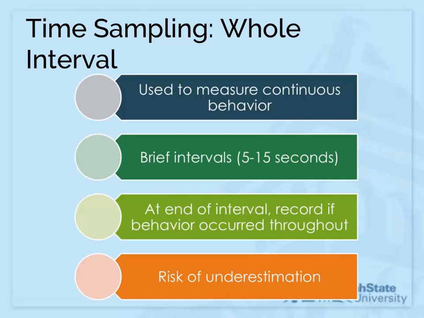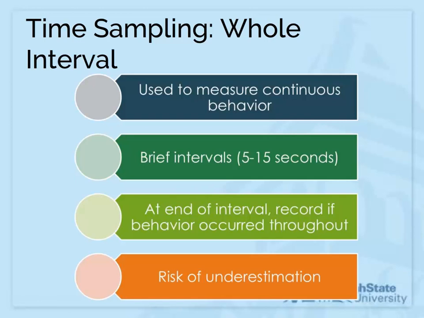The way that this works is to record data, that is, marking that the behavior occurred, only if the behavior occurs during the entire interval. So if we are observing self-injurious behavior, that self-injurious behavior will have to occur over the entire 10-second interval in order for us to mark that interval.